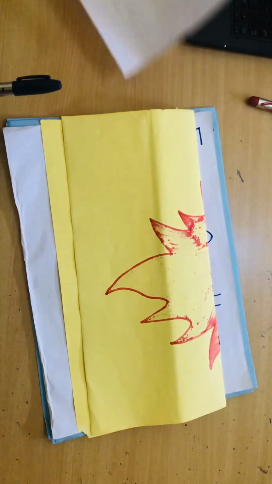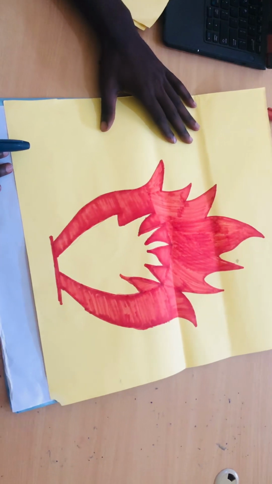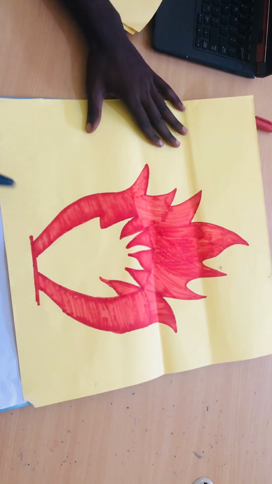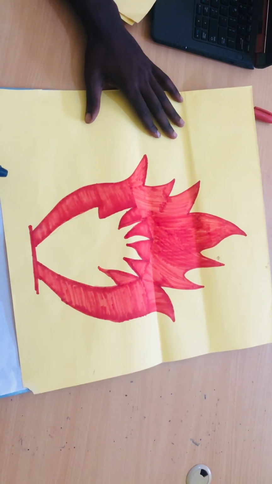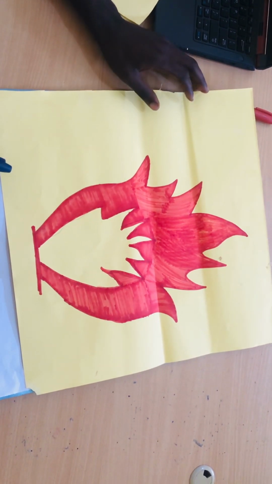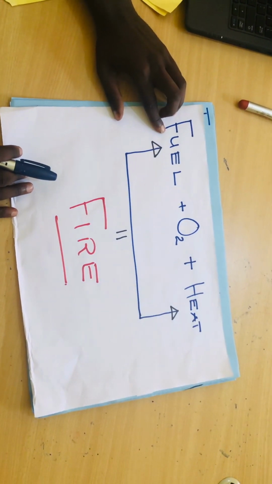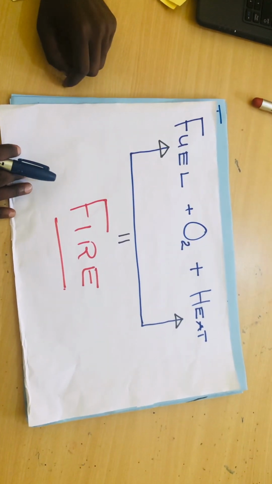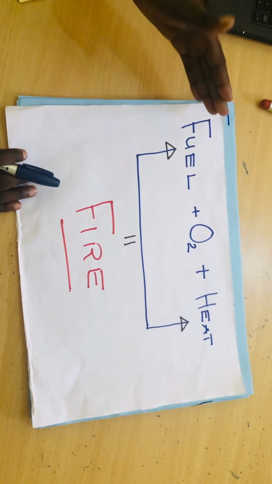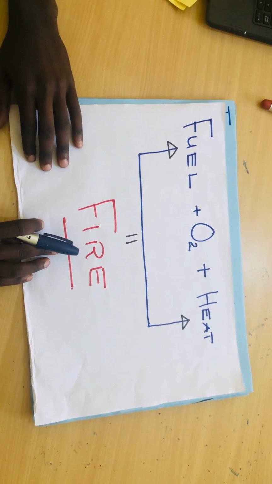Let's see application number two, which is formation of fire. Fire is the end product of chemical reaction, but this process needs raw materials. Those materials include fuel, oxygen, and heat. So after a chemical reaction of fuels, oxygen, and heat, the end product is fire.